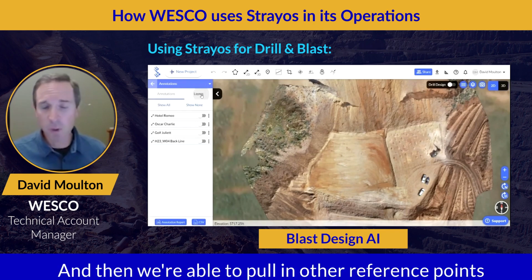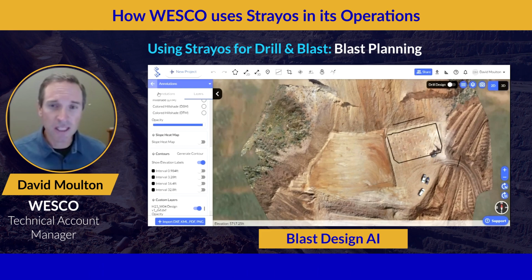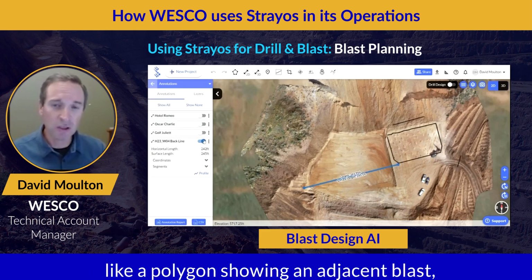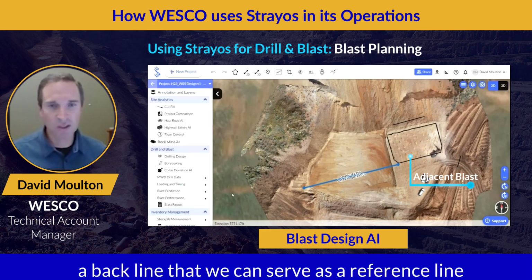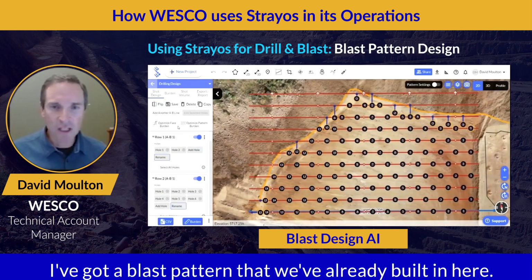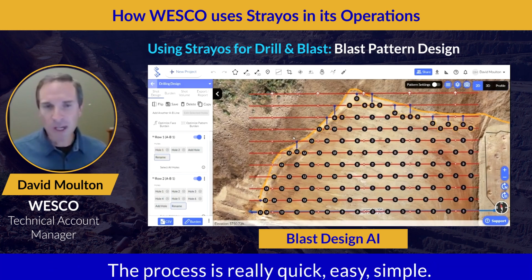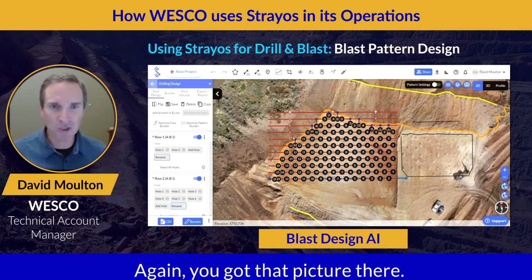And then we're able to pull in other reference points, like a polygon showing our adjacent blast, a back line that can serve as a reference line so we can kind of line everything up. I've got a blast pattern that we've already built in here, and the process is really quick, easy, simple. I mean, again, you've got that picture there.